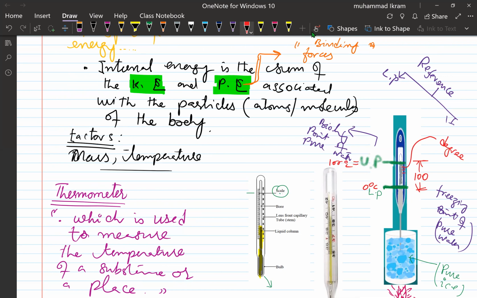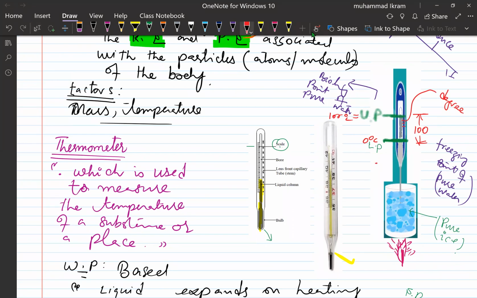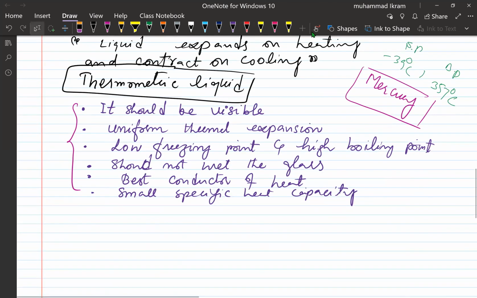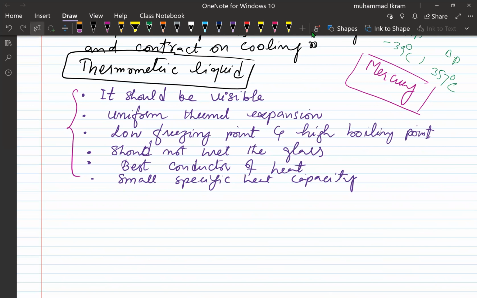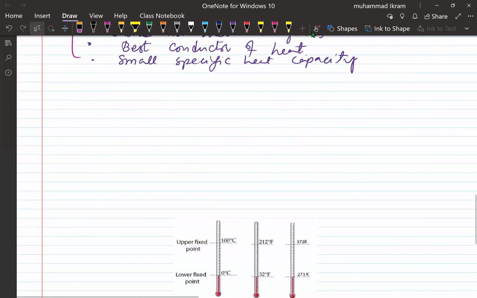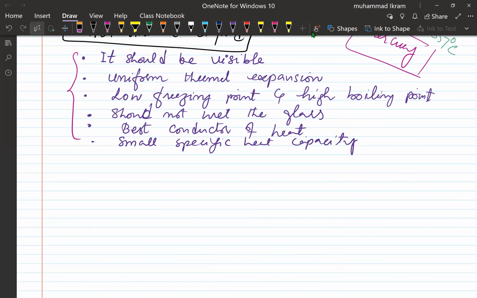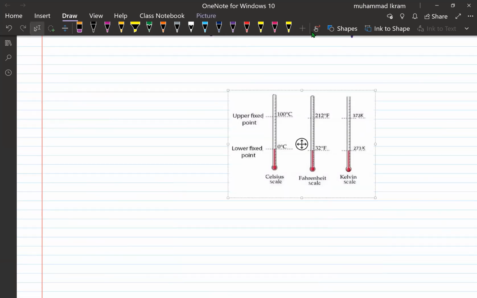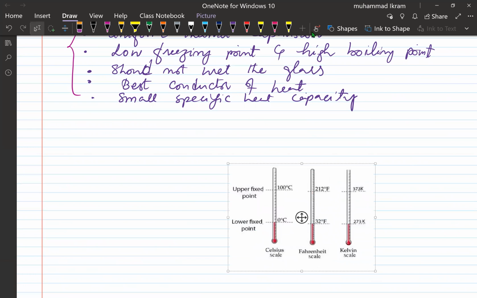So this is how the thermometer is calibrated, and then it will turn into this shape, and can then be used. Clear? So this is how the liquid-in-glass thermometer works. Now there are the scales of temperature. So let me explain to you the scales of temperature.